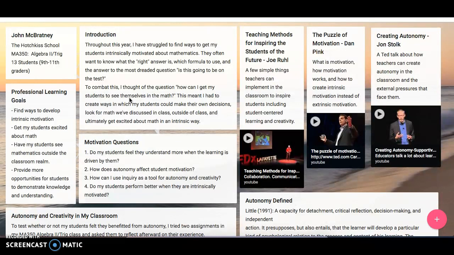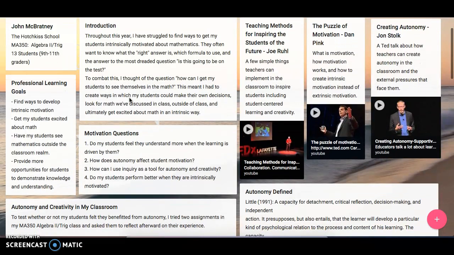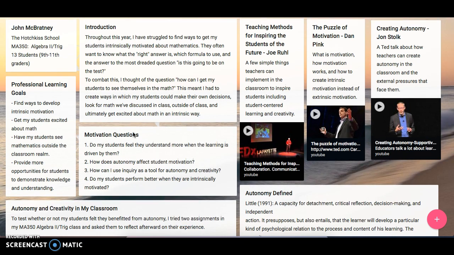My students are always in math trying to find out what the right answer is, or is this going to be on the test, things like that. So I wasn't really getting the kind of questions I really wanted from my students. So to try to combat that, I thought of various ways in which I could motivate them to think about math in a more personal context, so that they actually saw themselves in the math, and they found more uses for what we were doing, more so than just, oh, this is going to be on the test or something like that.